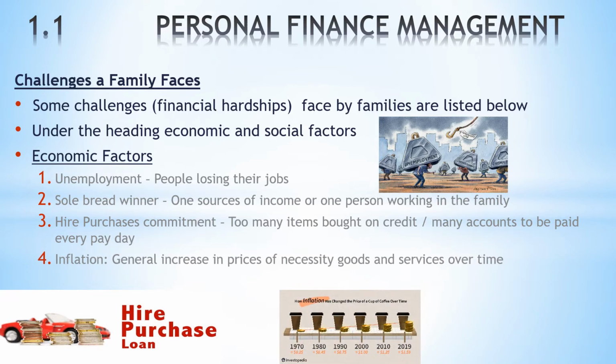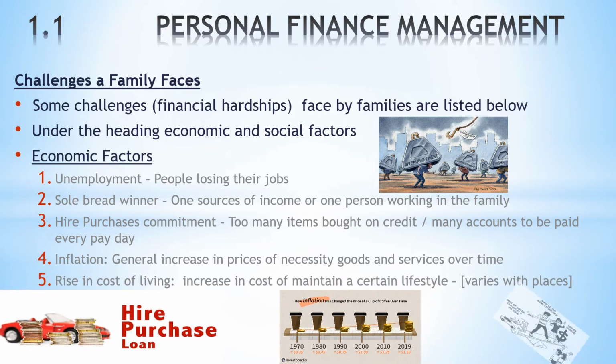Next one is inflation. This refers to the general increase in price level of goods and services over time. So in the picture there, you can see 1970 to 2019. In 1970, you required just one coin to buy a cup of coffee. And as you move along, 1980, 1990, it requires more money to buy the same cup of coffee, which is what we're referring to as inflation, the general price increase over a period of time.